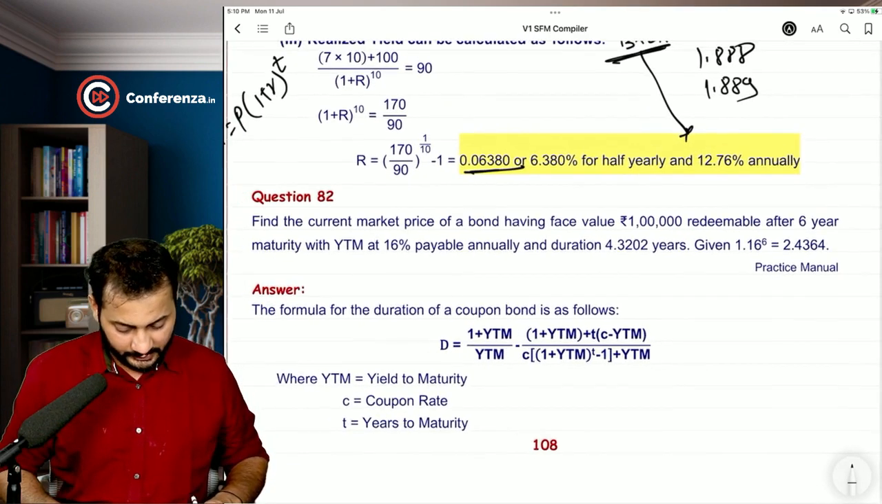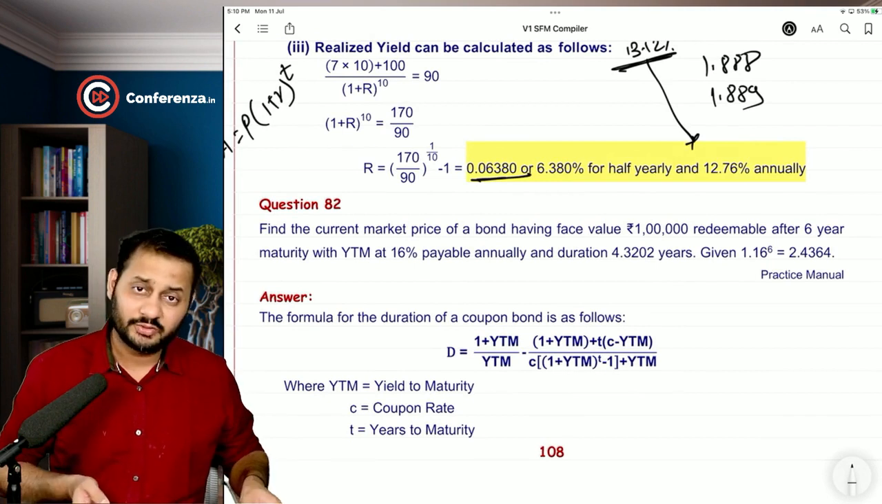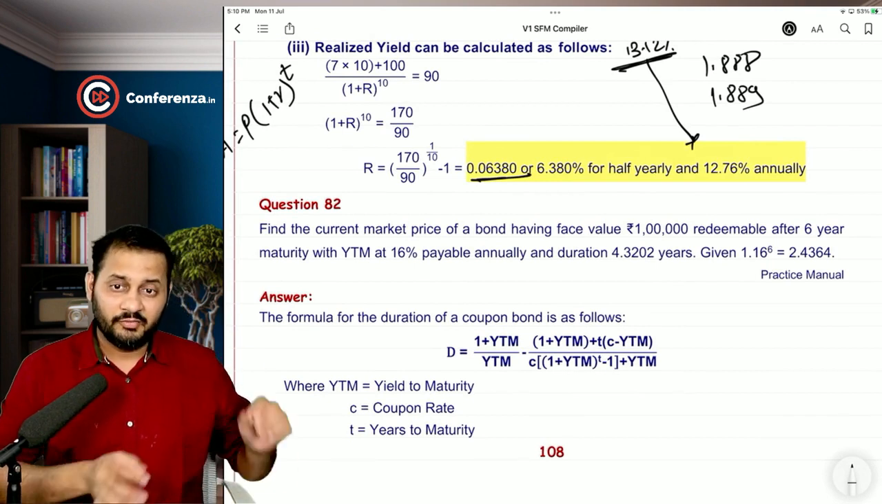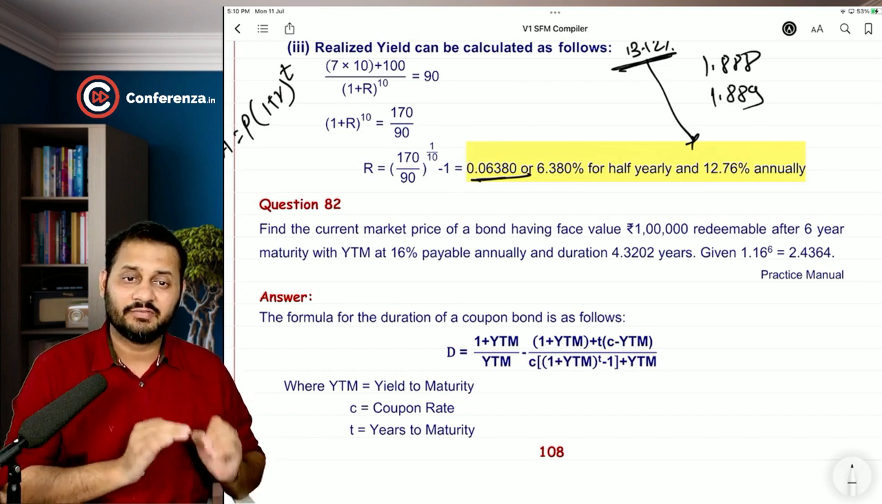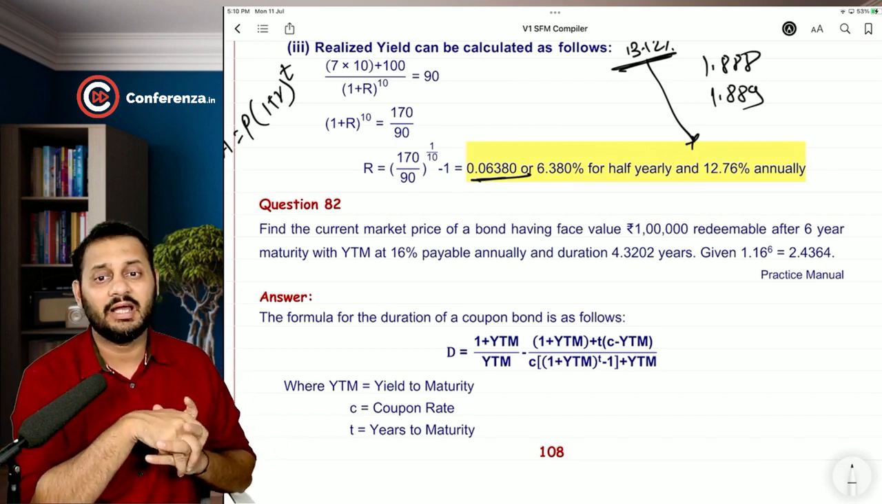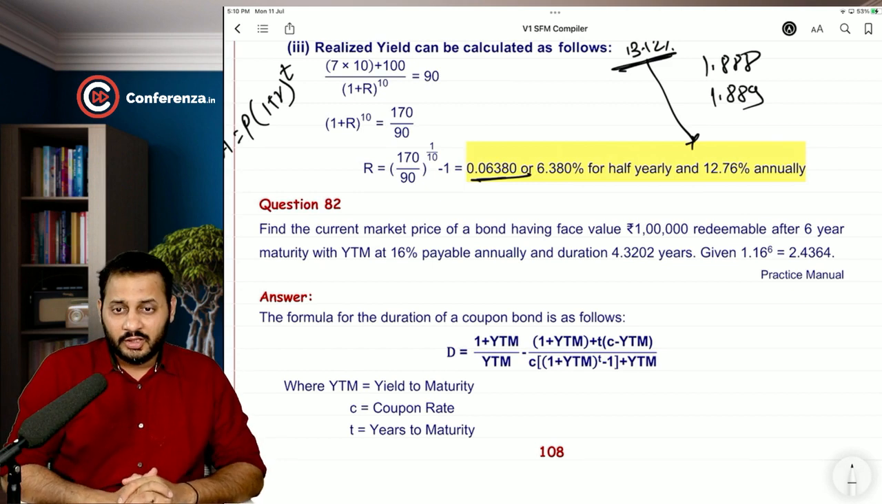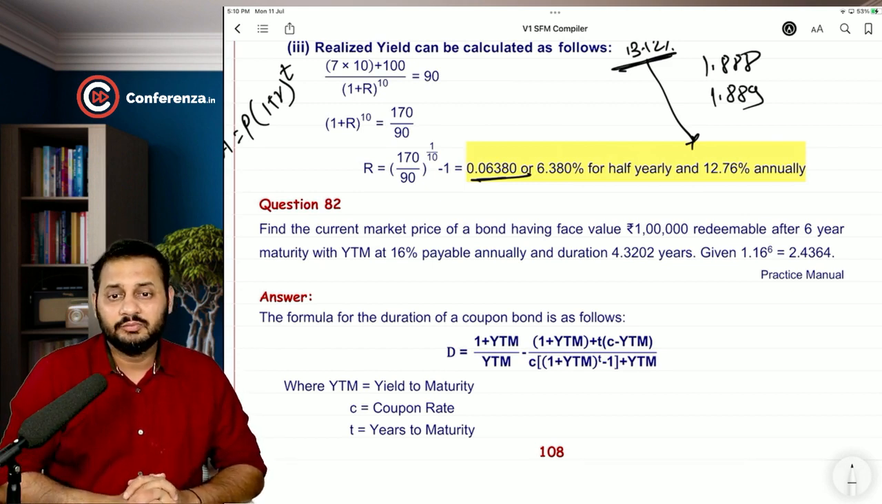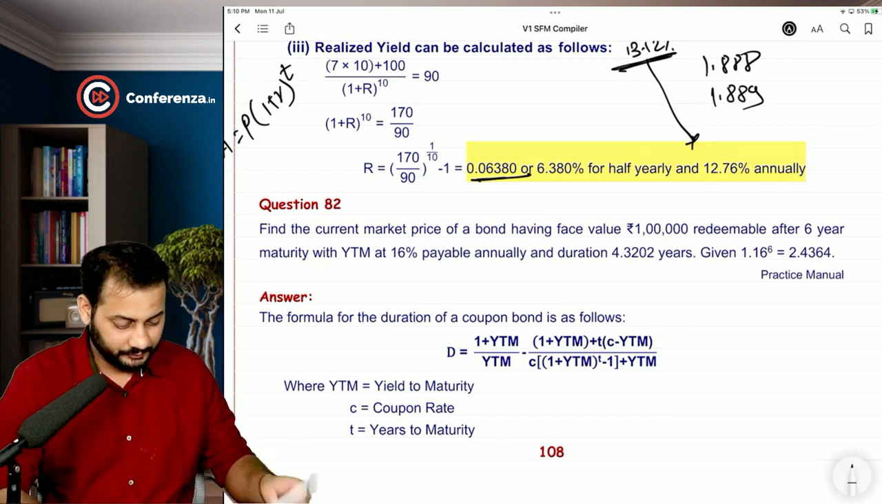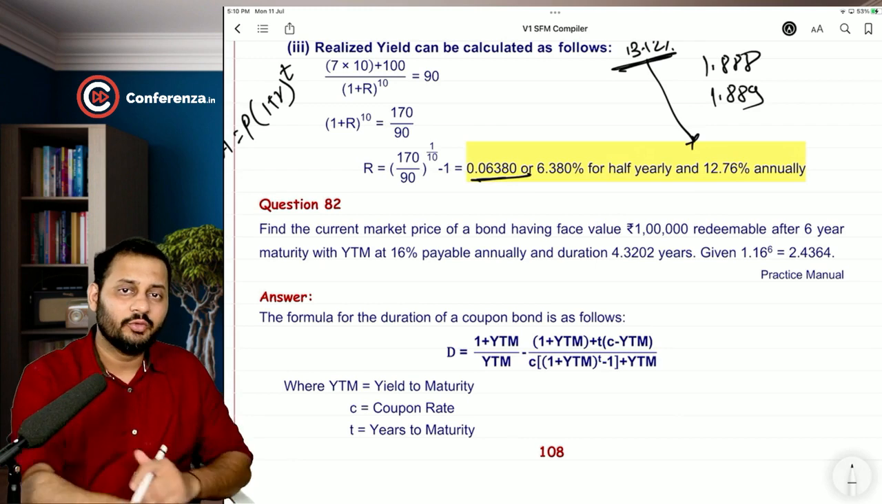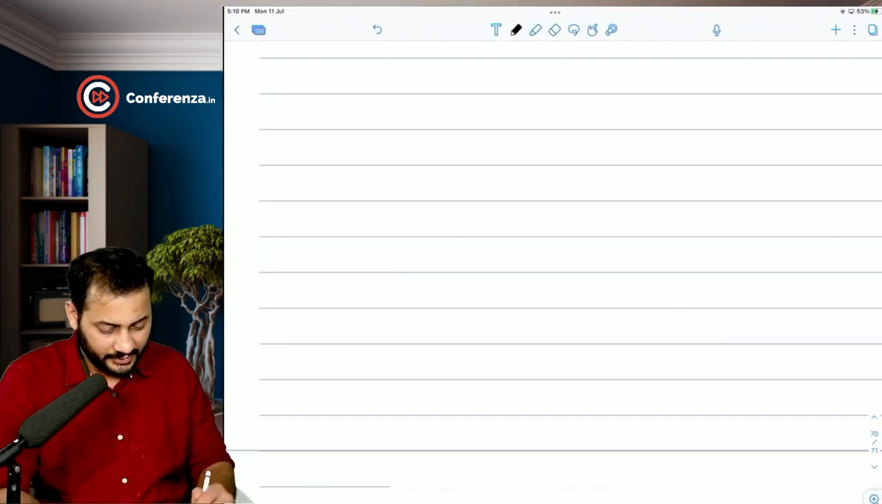Okay, let's have a look at question number 82. This is also an interesting question. Find the current market price of the bond having a face value of 1 lakh rupees redeemable after 6 years maturity with YTM at 16% payable annually, and the duration is also given. See, they want us to calculate the market price. Question number 82.